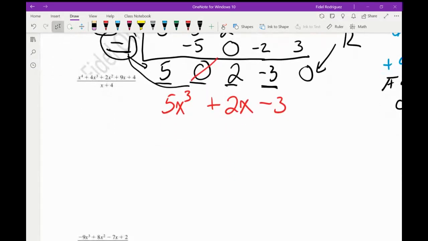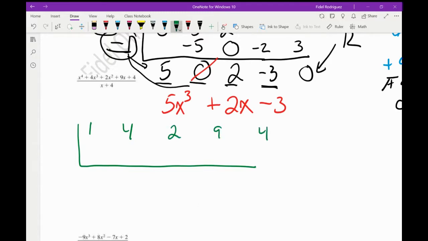So let's go ahead and do the next one. We'll do it the same way, okay? So look, here's my half box. 1, 4, 2, 9, 4. My sign right here, if it's a +4, got to change it. Always got to change it, okay? -4. So now let's go ahead and start off. First number, always bring it down. -4 times 1, -4. Add them together, we get 0.